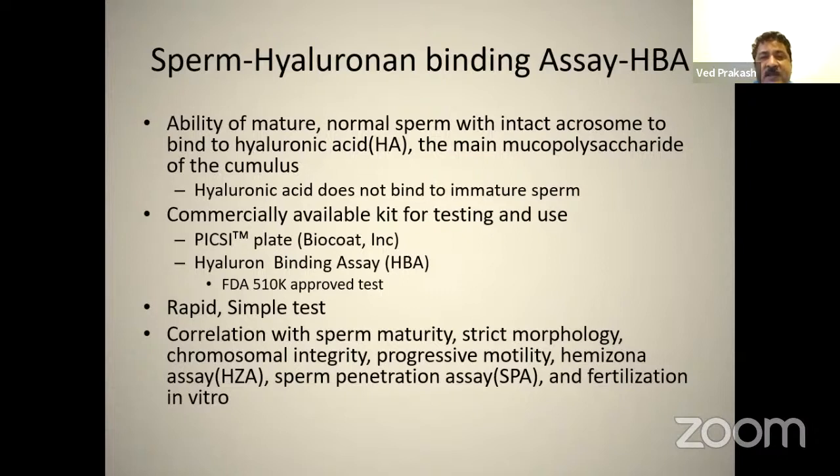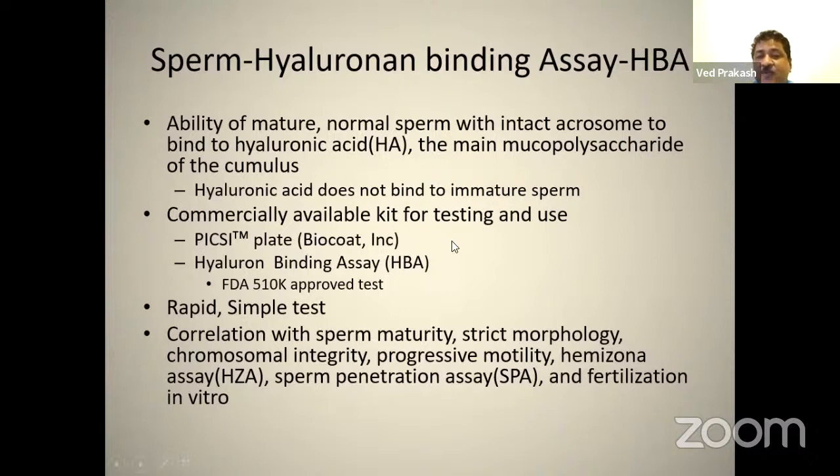So next is the sperm hyaluronate binding assay. This method shows the ability of mature normal sperm with intact acrosome to bind to hyaluronic acid, the main mucopolysaccharide of the cumulus. Hyaluronic acid does not bind to immature sperm. If the sperm is mature, then definitely it will bind to hyaluronic acid. On the basis of that, we can select sperm which bind this acid. It is a commercially available kit for testing and use.